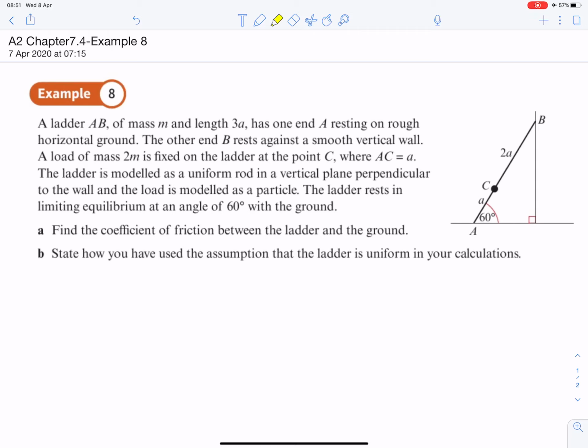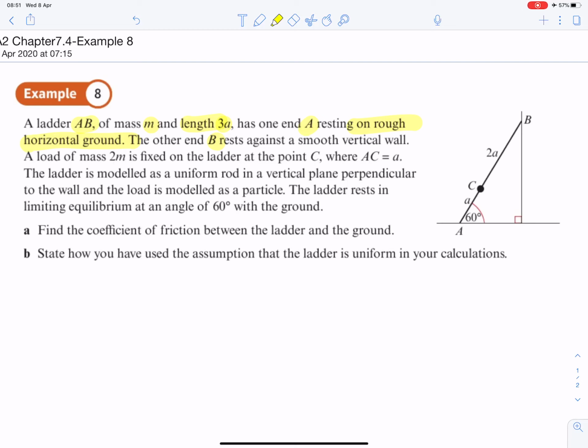So here in example 8, we've got a ladder AB, mass M, length 3A, which has one end A resting on rough horizontal ground. The other end B rests against a smooth vertical wall. A load of mass 2M is fixed on the ladder at the point C where AC is equal to A.